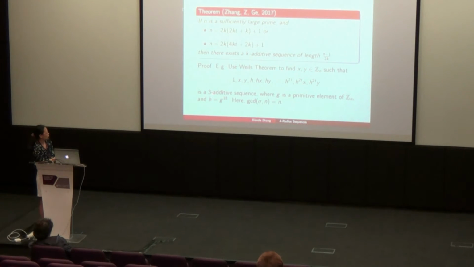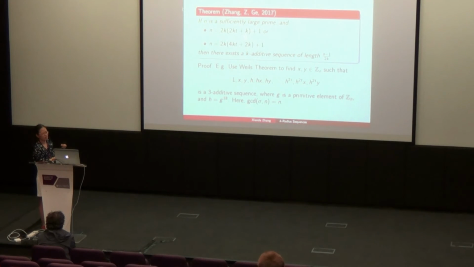For example, we want a 3-additive sequence, and we just fix the form. We want the sequence to look like this: 1, x, y, h, hx, hy, and etc. Here g is the primitive element of the group, and h is g to the power 18. Then we want the sequence of this form, and it should satisfy some constraints by the definition of 3-additive sequences. So by applying Weil's theorem, we can find such x, y exist. So this is the main idea.